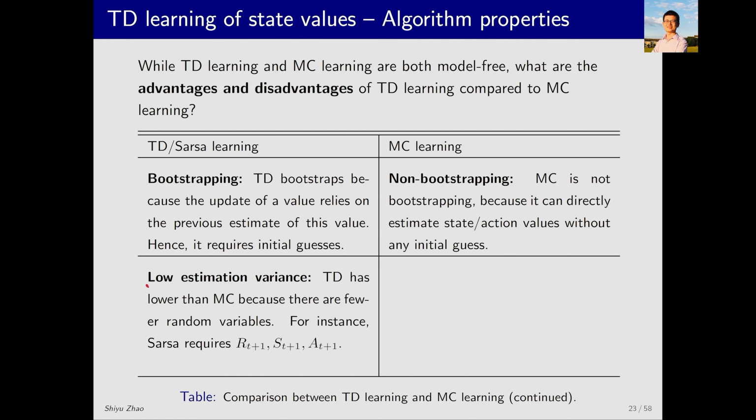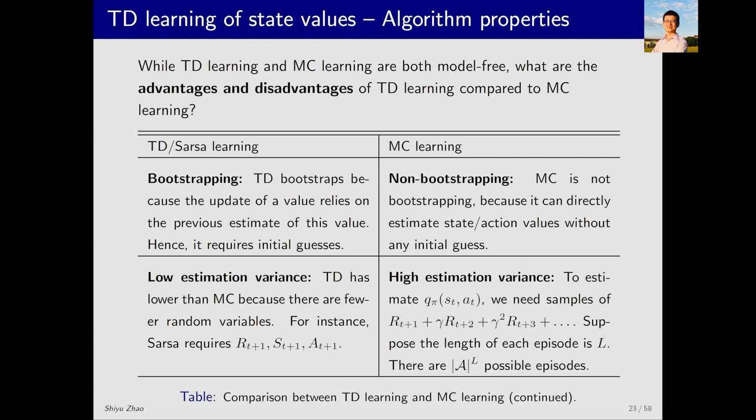Another property is that the variance of TD estimation is relatively low. Why? Because the algorithm involves fewer random variables. For example, starting from the current state, we get a sample of the reward and a sample of the next state. If it is SARSA, it will also sample the next action. But overall, the number of random variables involved is small. Therefore, using fewer samples would result in a relatively low variance.